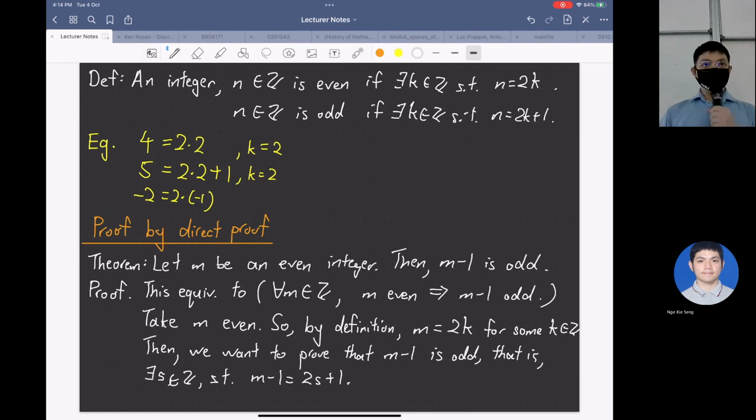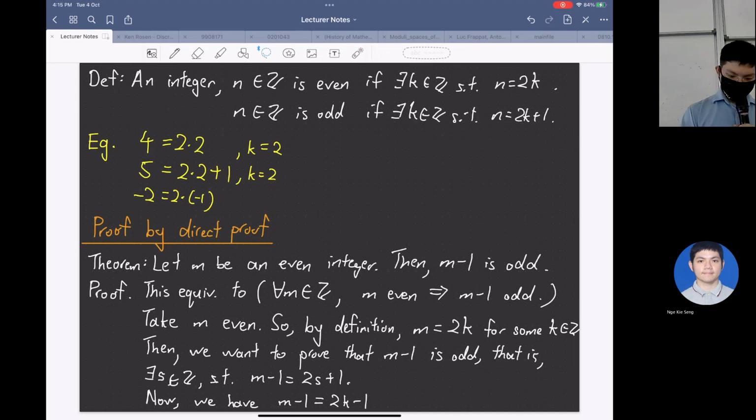Is everyone following up to here? I'm just checking the definition. Everyone is following? If not, please ask. Okay, so now we have m minus 1 equals 2k minus 1. Let me move it to a bigger place.